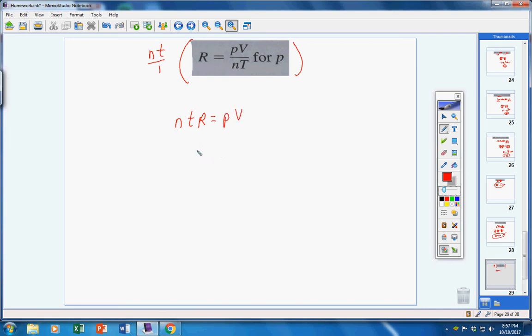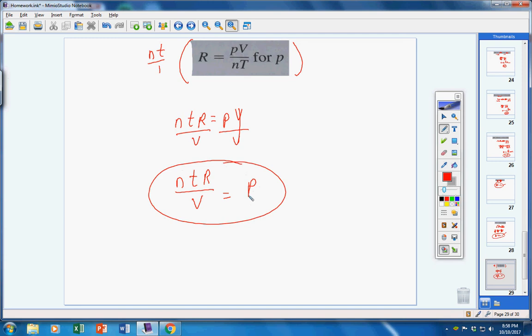Next step, move all of your terms that have a p to one side and all the other terms to the other side. Well, that's already done. You have one term here, one term here. There's no p in this term, and there is a p in this term, so we're good. Now divide by v, and we're finished. My answer is nt r over v equals p. So I know I'm finished because p is all by itself.